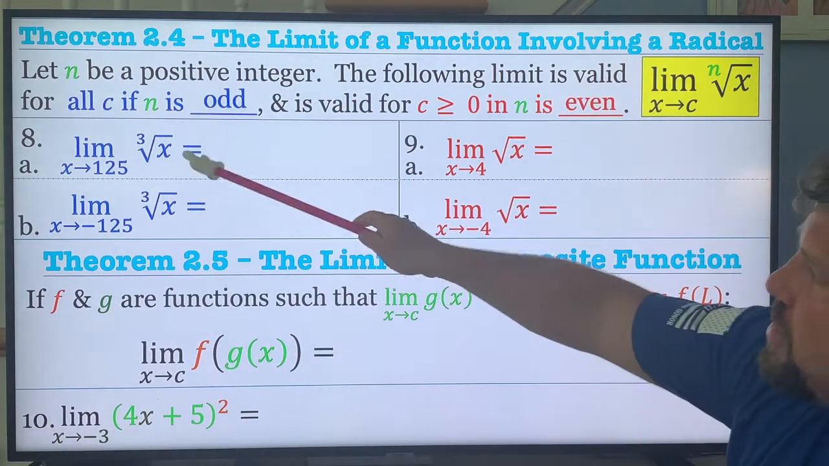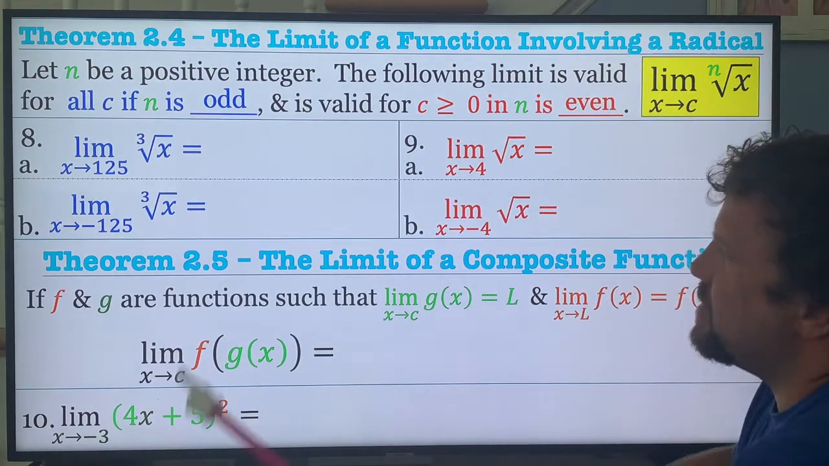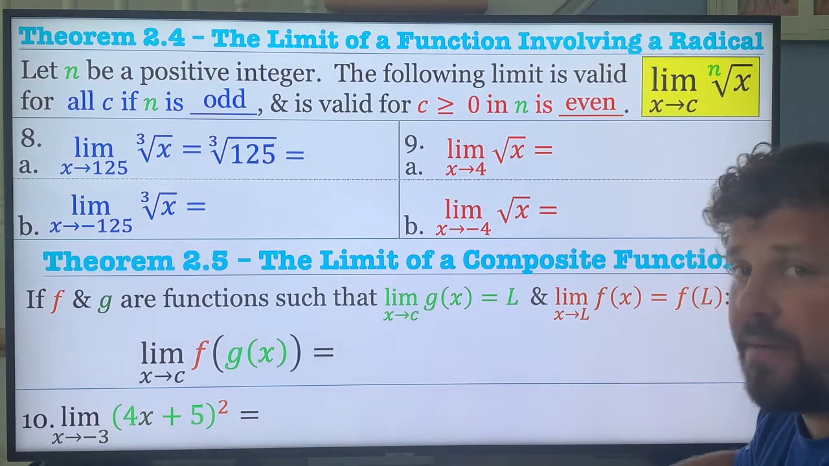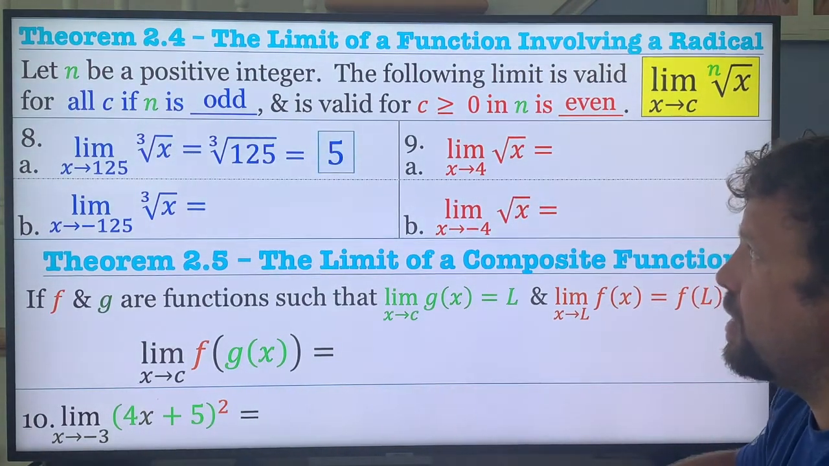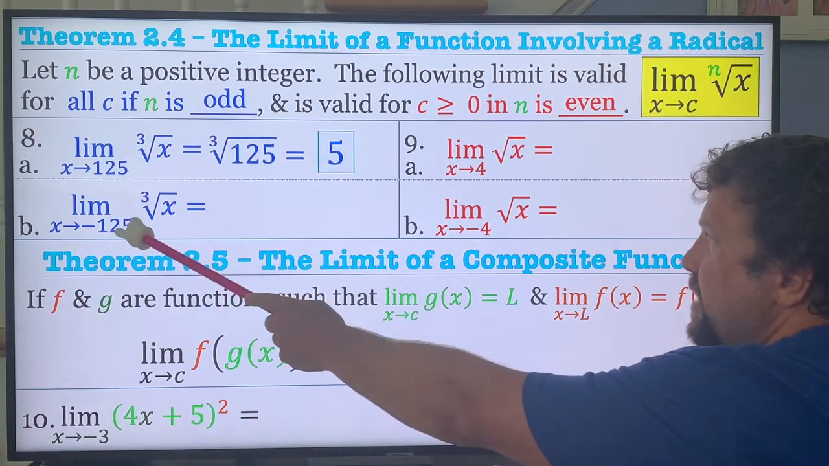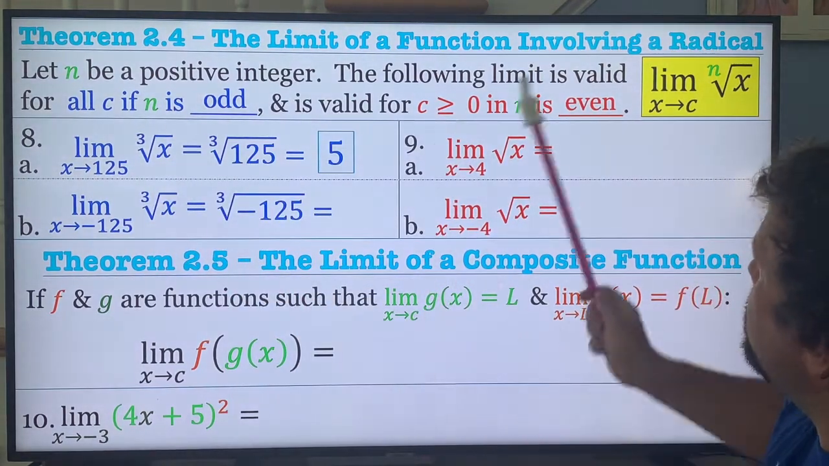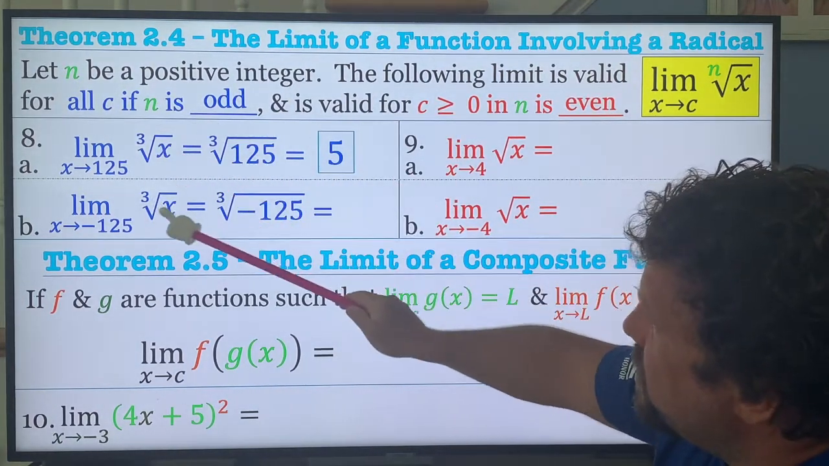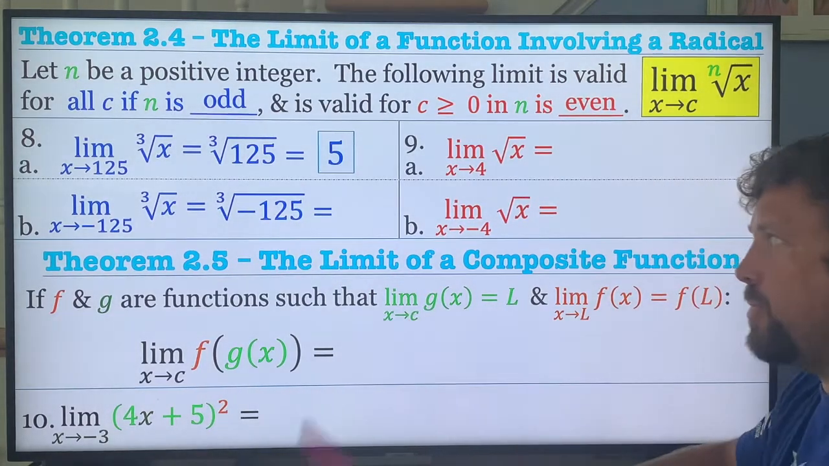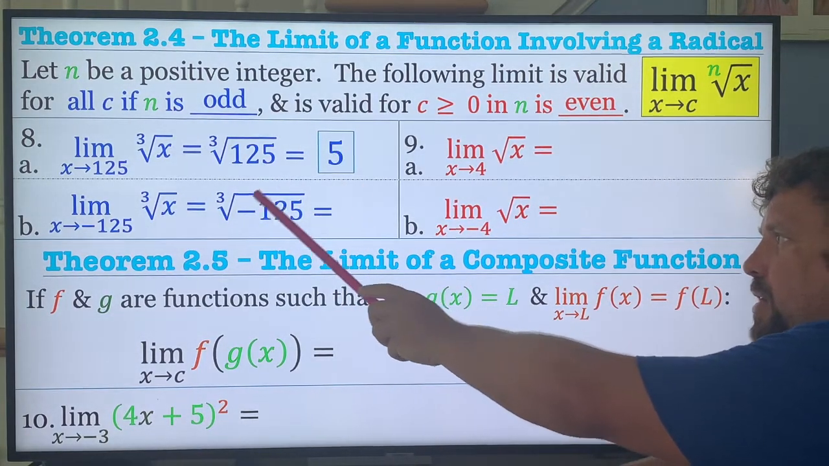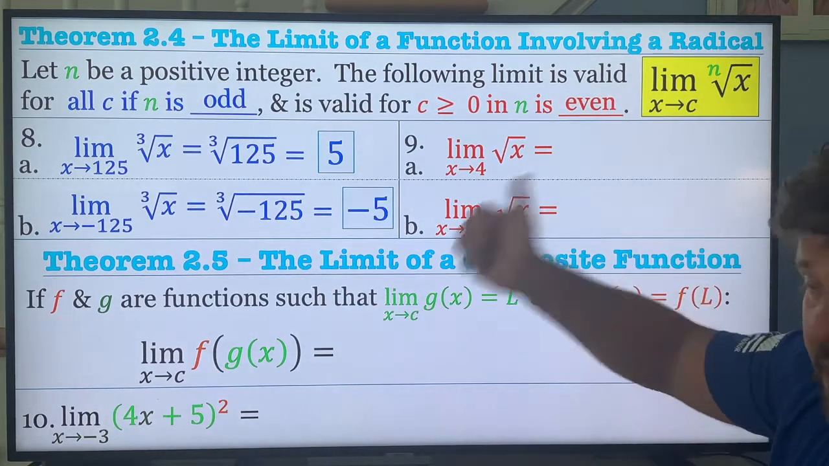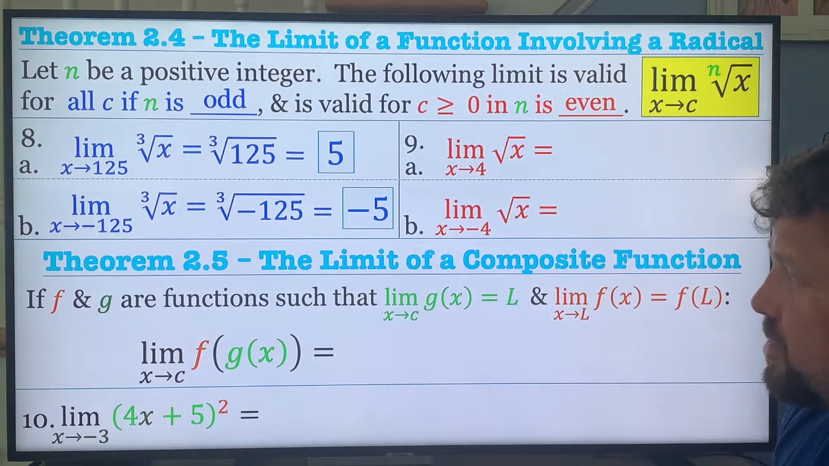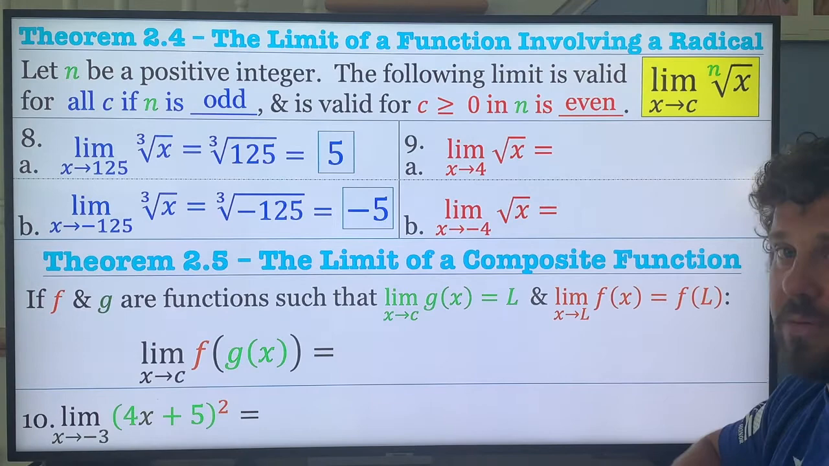All right, so let's look. The cubed root of x as x approaches 125. What's the cubed root of 125? What times what times what is 125? The answer is 5. Odd. Well, let's look. Now it's negative. What's the cubed root of negative 125? This says the following limit is valid for all C if n is odd. Cubed root of 125 is 5. Negative would be negative 5. Now watch. Negative 5 times negative 5 is a positive 25. Times negative 5 is also a negative 125. That's why you can do it with the negatives.